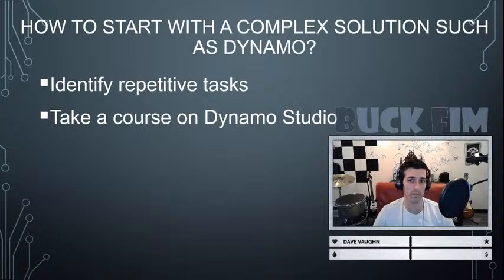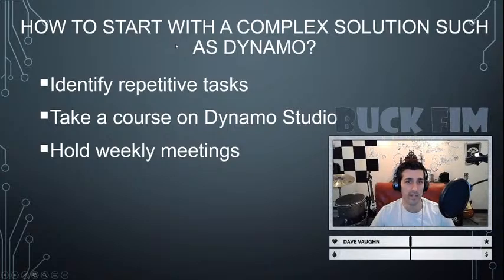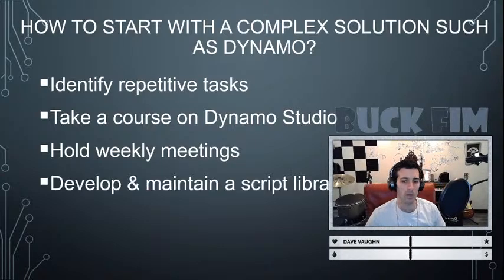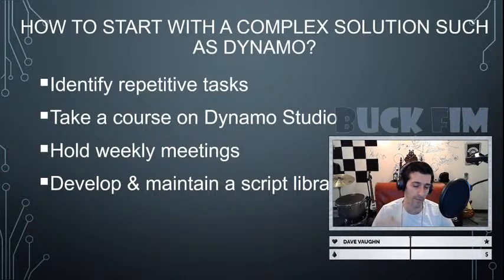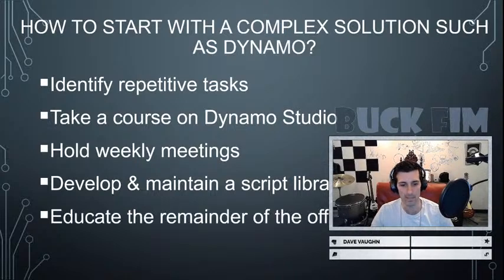Take a course on Dynamo Studio. This guy is helping you out. Hold weekly meetings. Doesn't have to be weekly. You can set it up monthly or whatever. Create yourself a little committee. Talk about the things that are slowing you down. That'll help you out. And develop and maintain a script library. So keep a cohesive script library. You will have to maintain it and keep it up to date. We'll talk about that as we get into the actual class. And then when you have a script library done, you can educate the remainder of the office on how to utilize the Dynamo Player scripts. And maybe as they get more comfortable using Dynamo Player, you can start introducing them into Dynamo Studio.